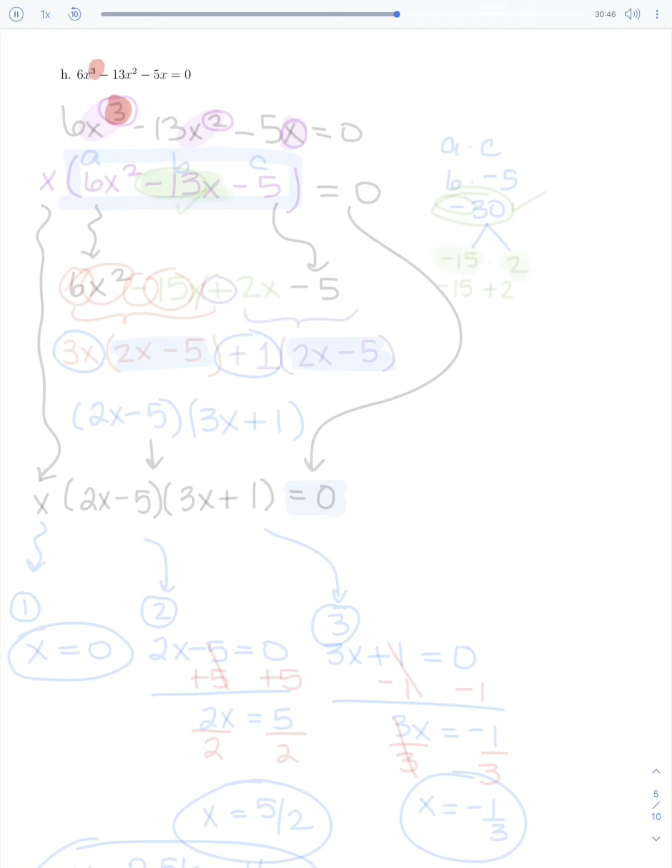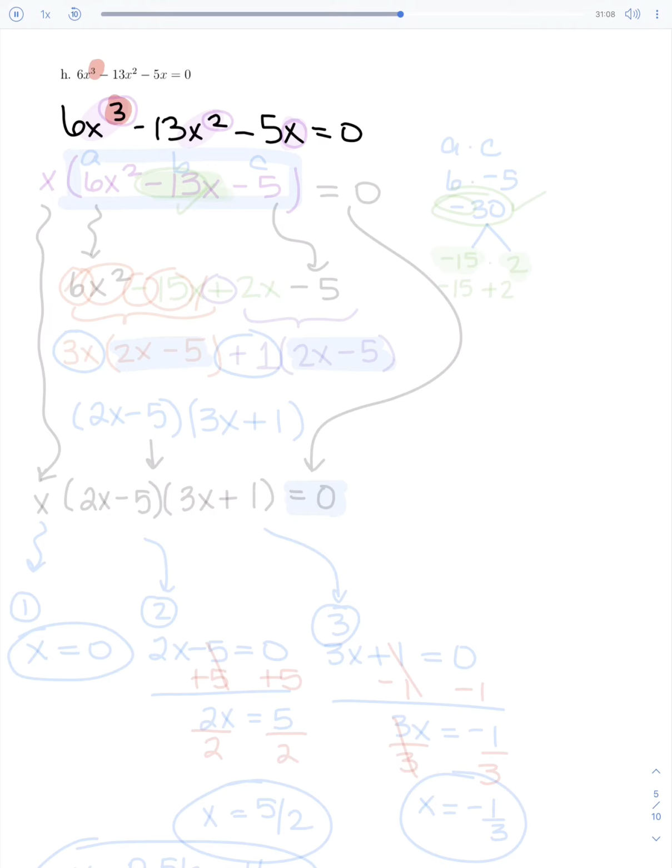Let's take a look at h. In h, we have 6x cubed minus 13x squared minus 5x equals 0. And before we do anything, remember that we first want to check to see if they have anything in common.